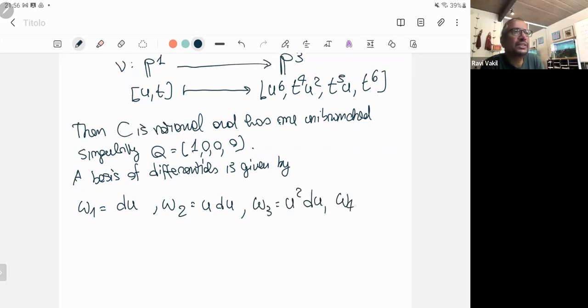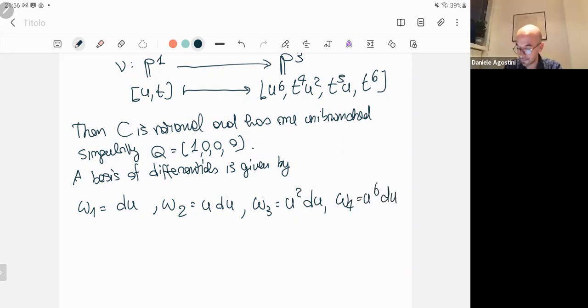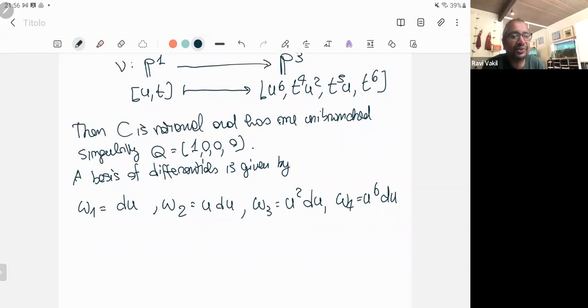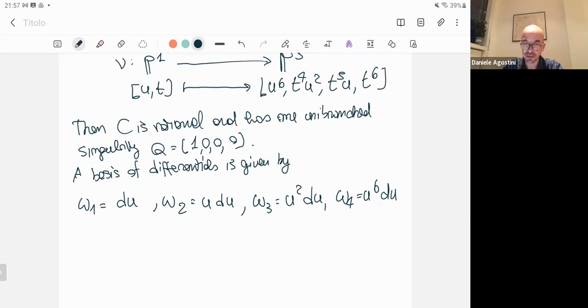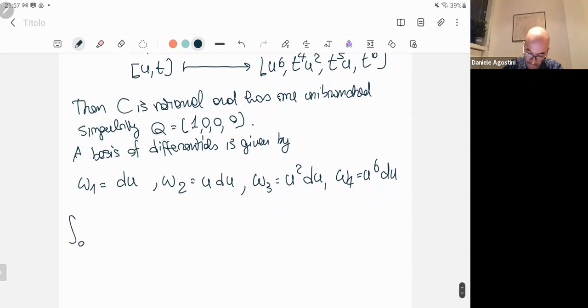So what's the genus of the image? It's genus 4. It's canonically embedded, exactly. It's a canonically embedded curve of genus 4. It would be the intersection of a cubic and a quadric. So these are the differentials, and we can actually integrate them. So in this case it is even easier.